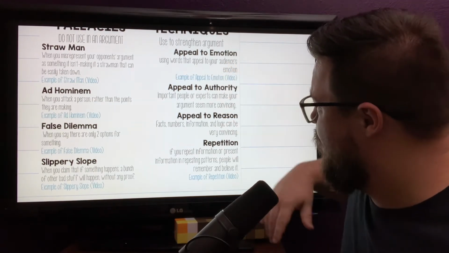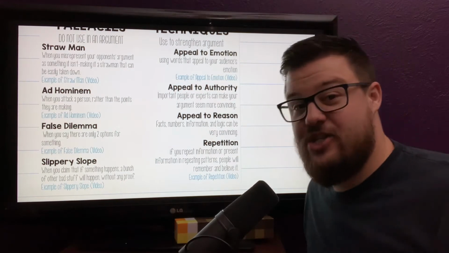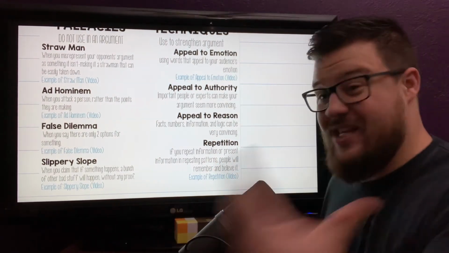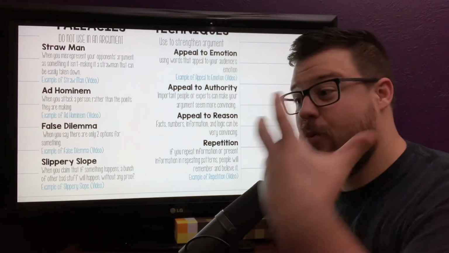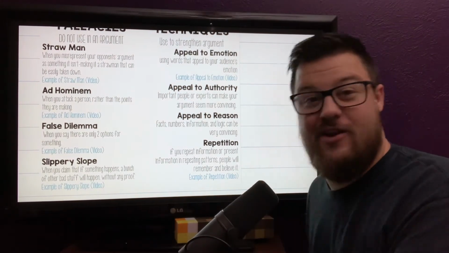So even though this top one is an appeal to emotion, where you're trying to appeal to someone's emotions, such as saying schools should have better food because kids deserve it, which is a nice appeal to emotion, you also want to back that up with some type of evidence. Why is the food currently not good?